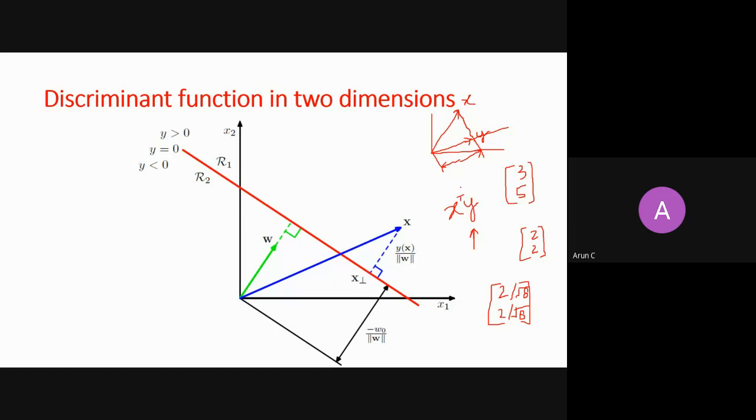If y is this, and I take a dot product of x on y, then this is my orthogonal projection. So right now it is 3 multiplied by 2 over square root of 8, plus 5 into 2 over square root of 8. So for y which is nothing but (2 over square root of 8, 2 over square root of 8), this is your projection. It means this is the shadow of x on y.